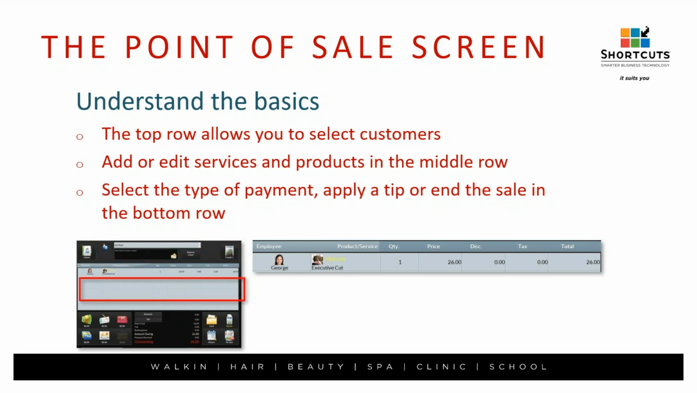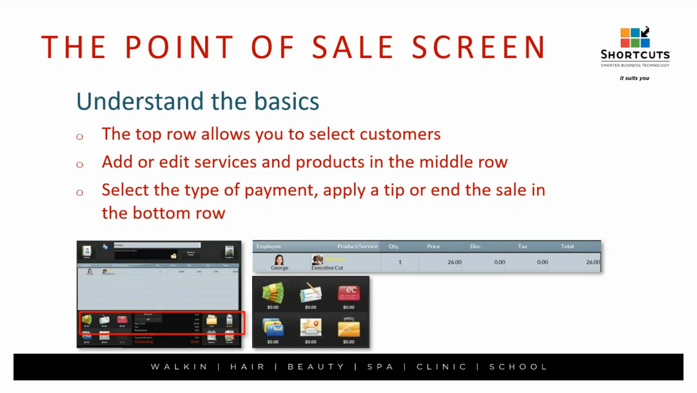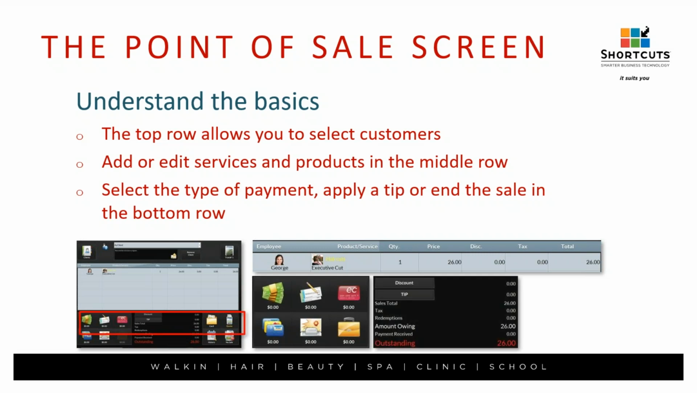On the top row, this allows you to choose your customers or to search for customers. The middle row lets you see the services, edit the services that the customer received, add services, or add products. And on the bottom row, this is where you choose your payment types. How did the customer pay? Did the customer leave a tip? And of course, the end sale button or the quote button in case you just want to print a receipt.